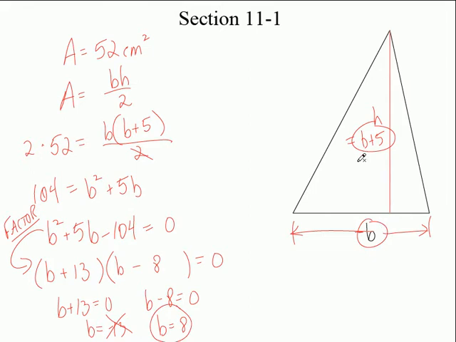So b is 8, and what is the height? It is 13, right? So 8 times 13 is what? 52. All right, works out real nice. And we can just write this down. H equals what? 8 plus 5, which is 13. And there you go. There's your two answers. There's the base, and there's the height.